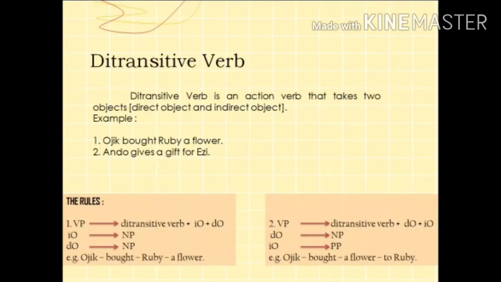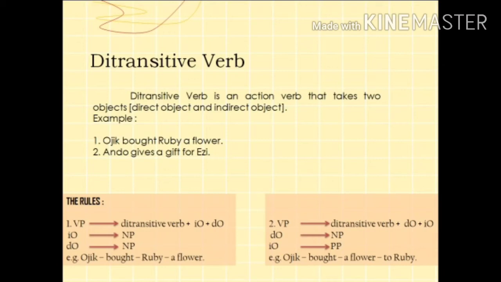Ditransitive verb. Ditransitive verb is an action verb that takes two objects, the direct object and indirect object. For example, Oji bought Ruby a flower. In this sentence, Oji functions as a subject, bought as a predicate or ditransitive verb, and Ruby as an indirect object, and also a flower as a direct object. Why is a flower a direct object and Ruby an indirect object? Because the flower, the direct object, receives an action from the action verb, which is bought. So a flower is bought.